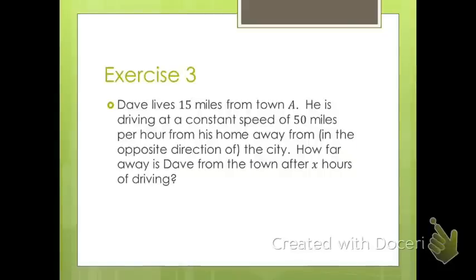Okay, exercise 3 you have in your notes, but before we get to that chart in your notes, I'm going to give you some background on this problem and we'll see how the equation was set up for you, and then you can work out the table on that. So Dave lives 15 miles from town A. He's driving at a constant speed of 50 miles per hour from his home away from the city, so in the opposite direction of the city. How far away is Dave from the town after X hours of driving?